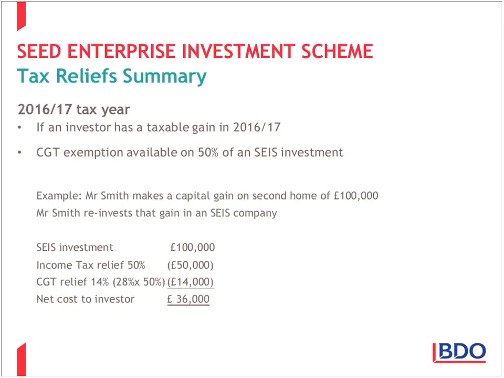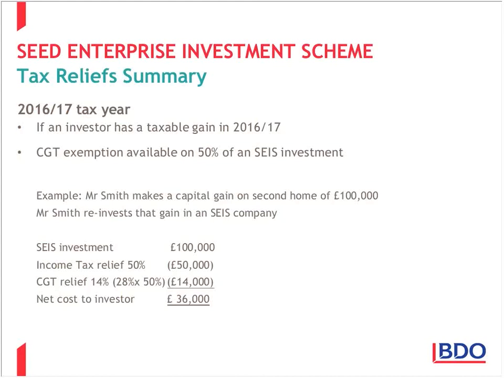So just an example on seed EIS. If you have an individual who's made a capital gain on a second home of £100,000, so under the current rules he'd be subject to the highest rate of capital gains tax at 28%. If he chose to invest that gain into a seed EIS company, he'd qualify for a 50% income tax relief. He'd also be able to claim 50% relief on the capital gains tax bill, so an effective rate of 14%, so another £14,000 relief. So that investor has a £100,000 investment, which has only actually cost £36,000 net of the tax reliefs.